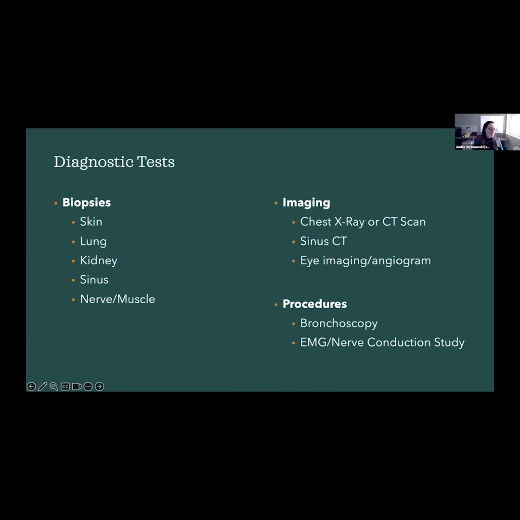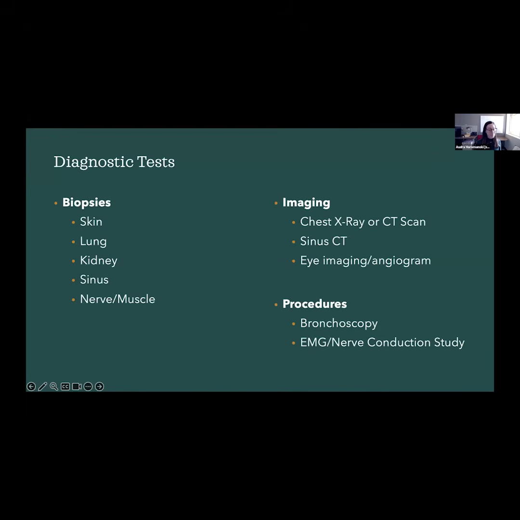We will sometimes do sinus biopsies, although the yield on sinus biopsies is relatively low. A lot of times we just get non-specific inflammation. Seeing true vasculitis on the sinus biopsy, we get that about 30% of the time or less. So sometimes we'll pursue it, but that one's honestly a little bit less helpful, especially if it's negative. Sometimes we'll do nerve or muscle biopsies in patients who have that vasculitic neuropathy, the numbness and weakness that we sometimes see.